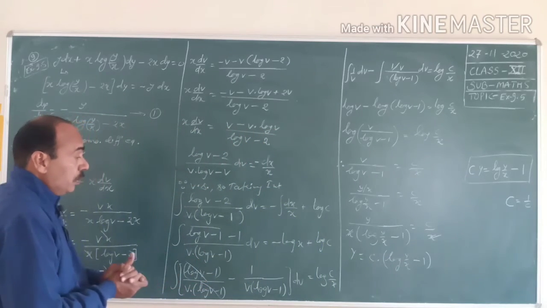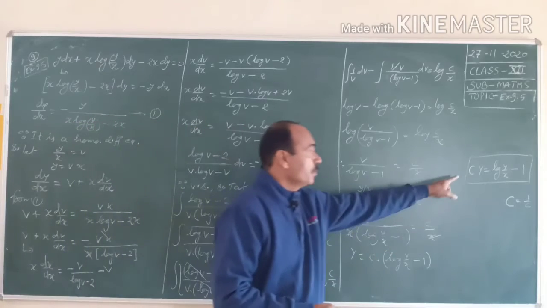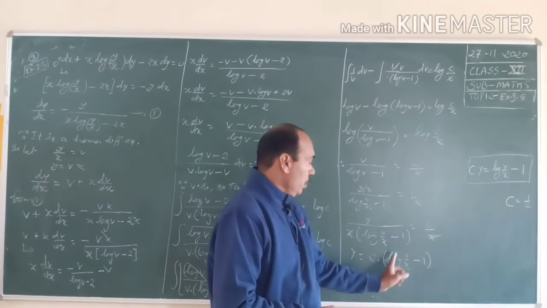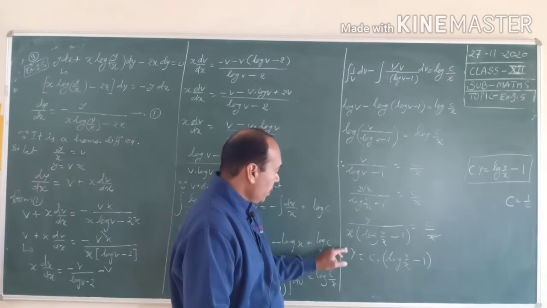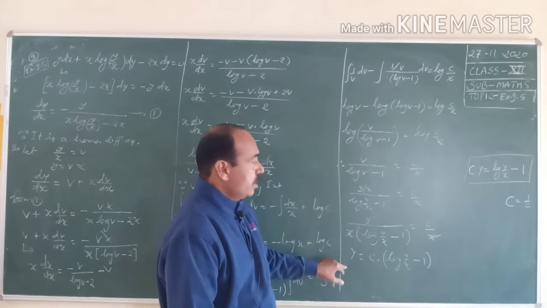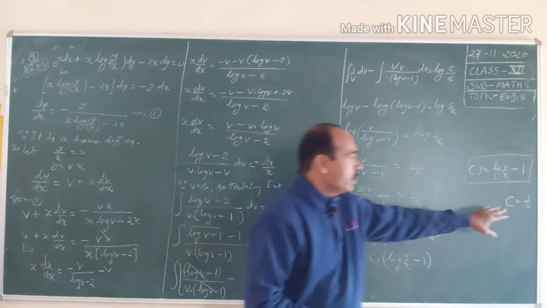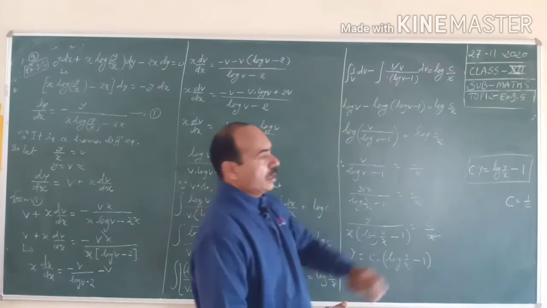But your NCERT book answer is written like this, c into y and log y upon x minus 1. So if this c, when you transfer it into the left side, you will get 1 by c, and suppose this 1 by c is equal to capital C, then you will get the answer.